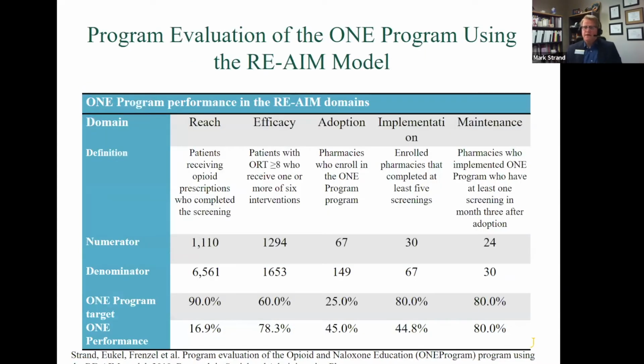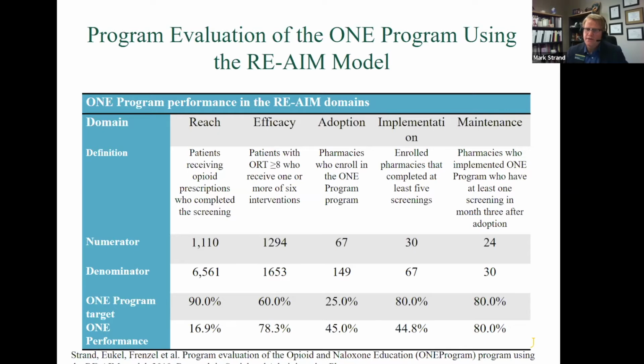So here are some of the values in our evaluation. At the bottom, you'll see our denominator. One of the challenges with this RE-AIM model is you need to have denominator information. So we did a test at 10 locations in order to determine reach. We looked at all of our values at that time. Our program target was to reach 90% of patients. We thought these pharmacists know they've been trained, the patients are all coming in. And after our evaluation, we determined that only 16.9% of eligible patients have completed the screening.